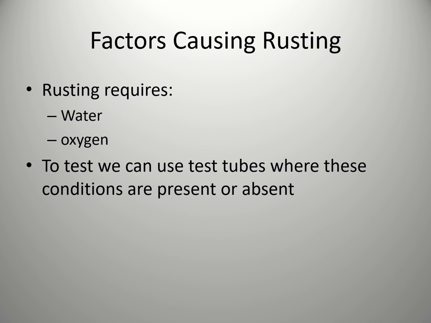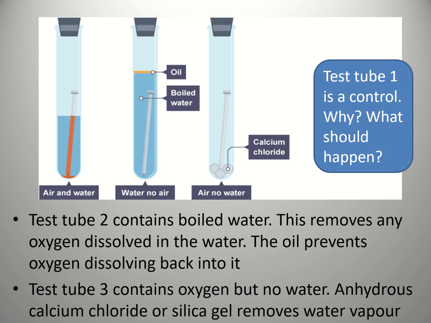So what do we need for iron to rust? Well, we need water and we need oxygen, both. It won't rust if we just have one of those. Must have both of those, and you need to be able to describe a practical test to prove that both of those are in fact required for rusting.